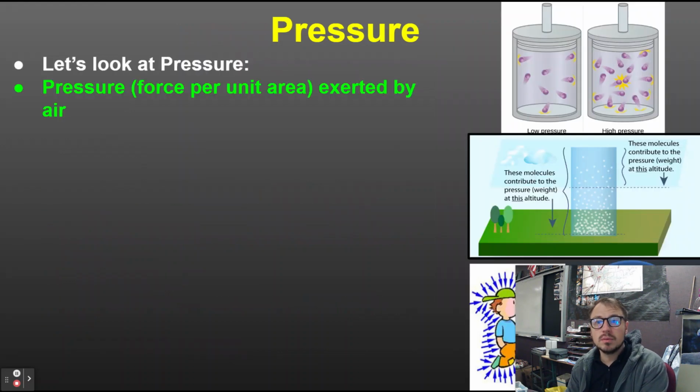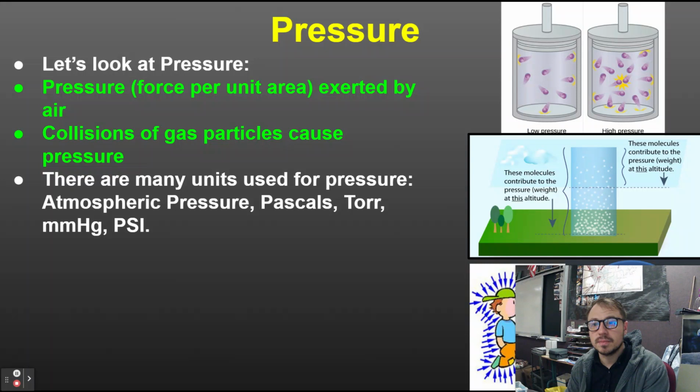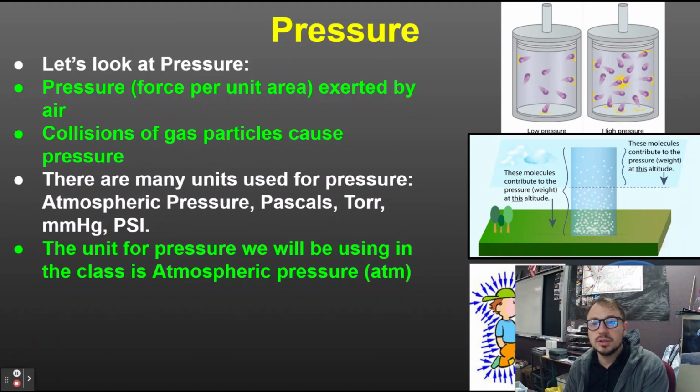All right. Now, when we're talking about pressure, pressure is force per unit area exerted by air. What causes pressure is collisions of gas particles. Now, there are many units for pressure: atmospheric pressure, pascals, torr, millimeters of mercury, psi. You're probably used to psi the most, like if you're filling up a car tire or a bike tire, that's what's used. But the unit for pressure that we'll be using in this class will be the atmospheric pressure, ATM.